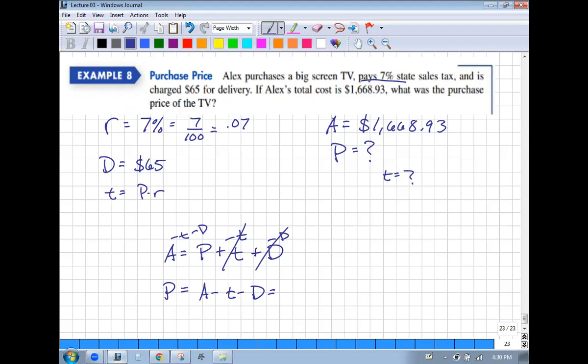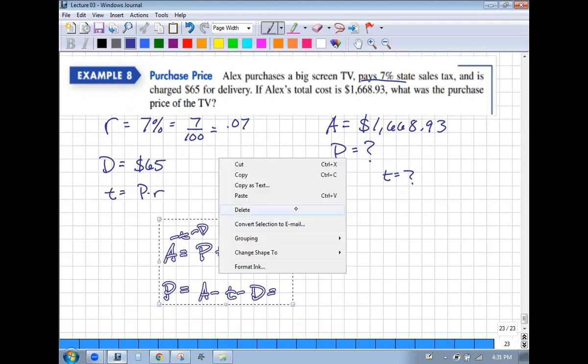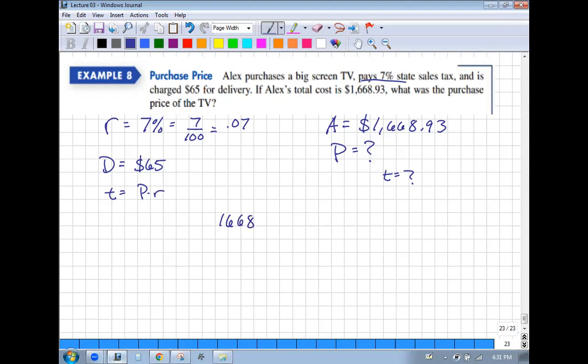All right, so I made a simple problem really complicated. Hold on. Let's do the number approach, see if that helps. This is the amount, right? And that should equal the $65 plus whatever the price of the TV is plus the taxes. But the taxes is the price times the interest rate, right? Does that make sense so far? So we need to solve for P.